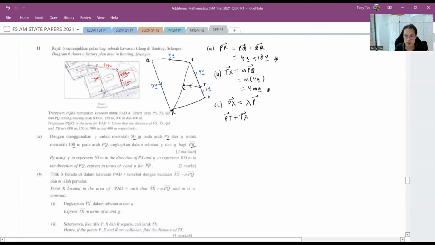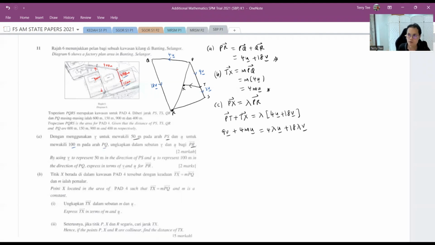It looks a bit ugly. My PR I already know from the earlier part: 4u plus 18v. PT is very simple, we know it's 9v. TX I know is 4mu, from part B. Multiply 4 lambda u, 18 lambda v. Let me write clearly.